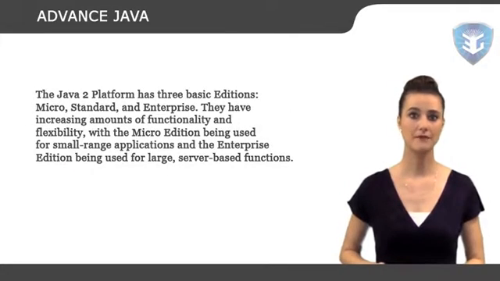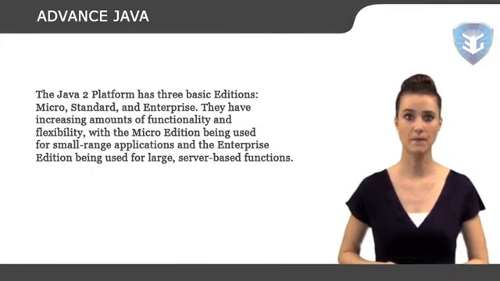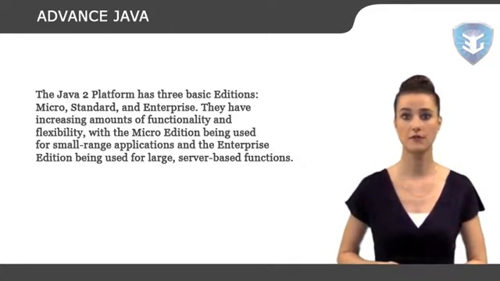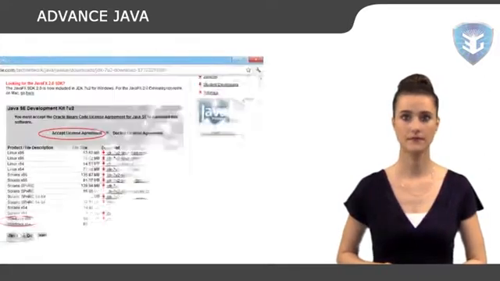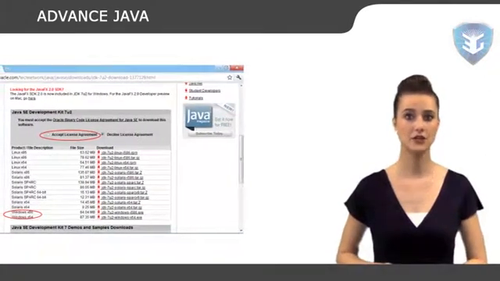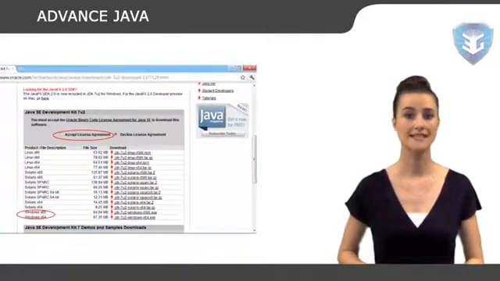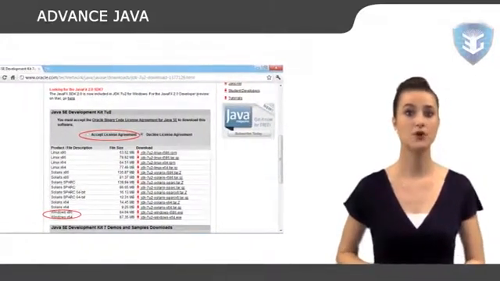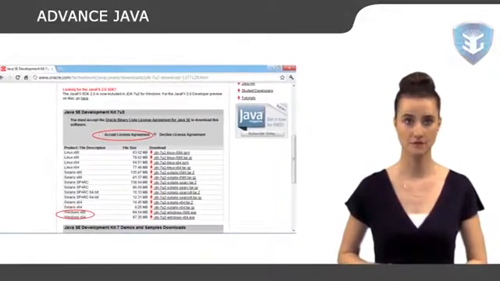The Java 2 platform has three basic editions: Micro, Standard, and Enterprise. They have increasing amounts of functionality and flexibility, with the Micro edition being used for small-range applications, and the Enterprise edition being used for large, server-based functions. In the middle is the Standard edition, or J2SE, which has applications up and down the requirements ladder, filling needs for both individual and complicated users.